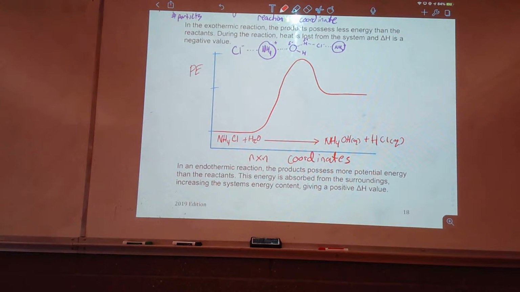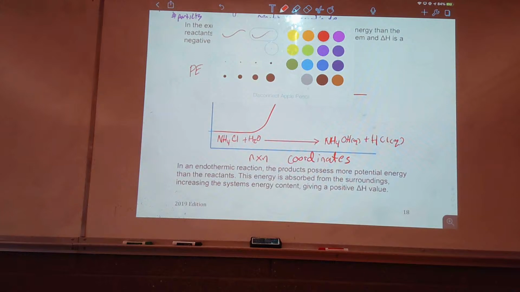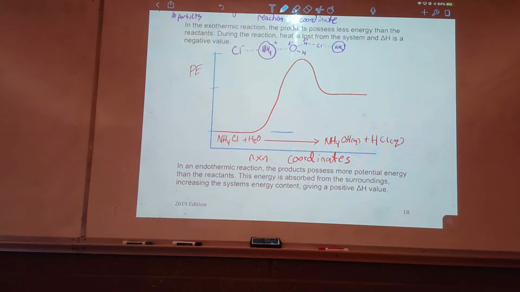So that would be our transition state at top. Now, in this example, the activation energy is going to be to go from this state down here all the way up to the transition state. So this is called our activation energy. So EA is equal to the energy of the transition state minus the energy of the reactants.